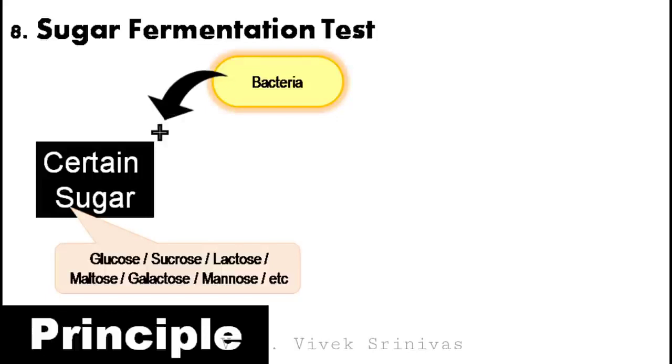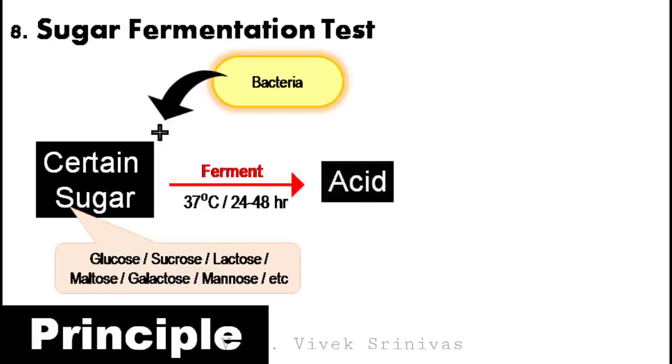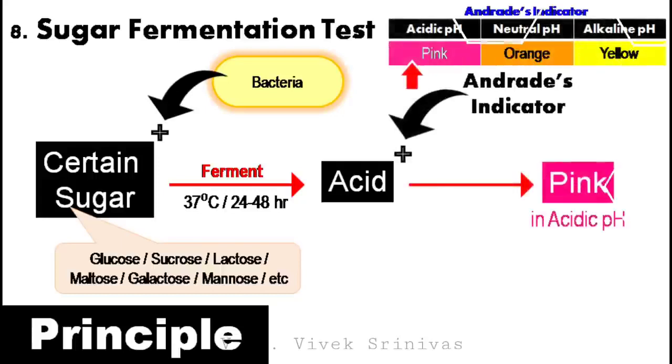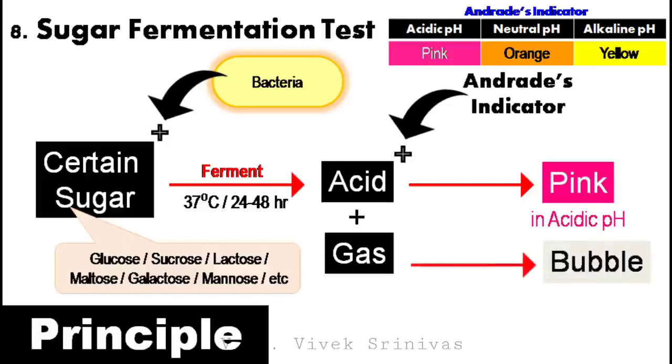This bacteria, in presence of the certain sugar, ferment to yield the acid as the byproduct. This changes the pH to acidic from the initial neutral pH. Next, this acid, along with the Andrade's indicator, changes to the pink color due to acidic pH. Some bacteria may also release the gases along with the acids. This is observed as the bubble formation. This is the principle behind the sugar fermentation test.